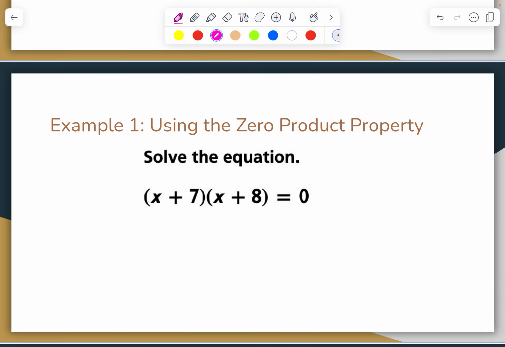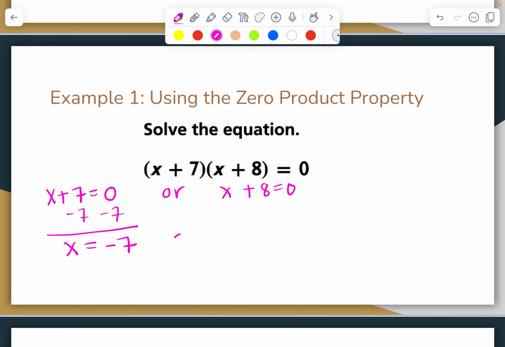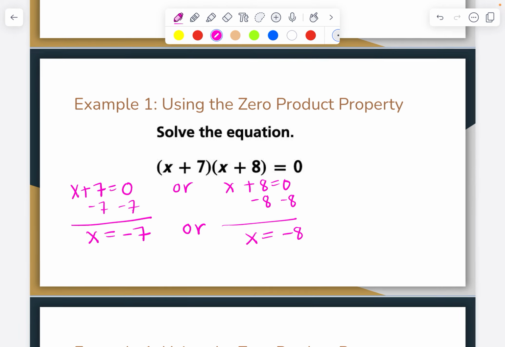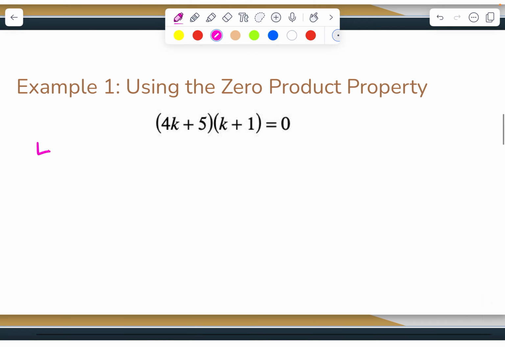So let's look at some examples here. (x plus 7) times (x plus 8) equals 0, which means either x plus 7 equals 0 or x plus 8 equals 0. We'll solve both of these. So our first equation, x equals -7, or our second equation here, x equals -8. Let's look at another one.